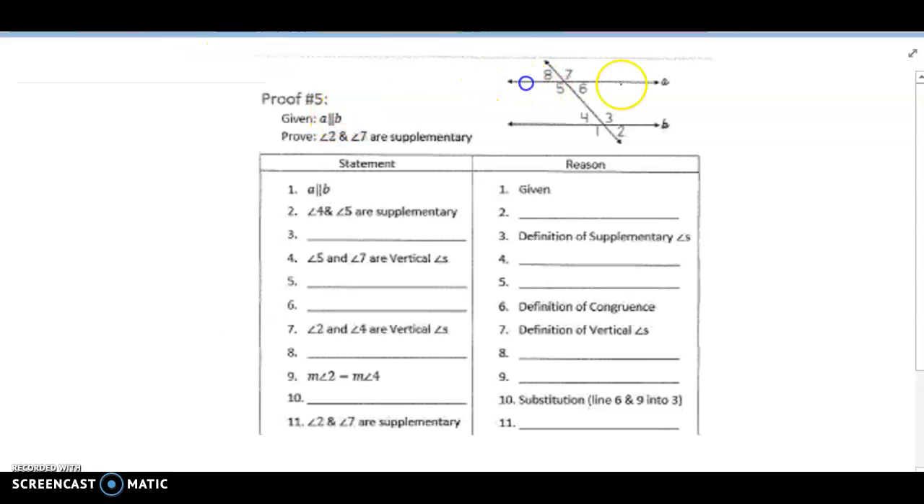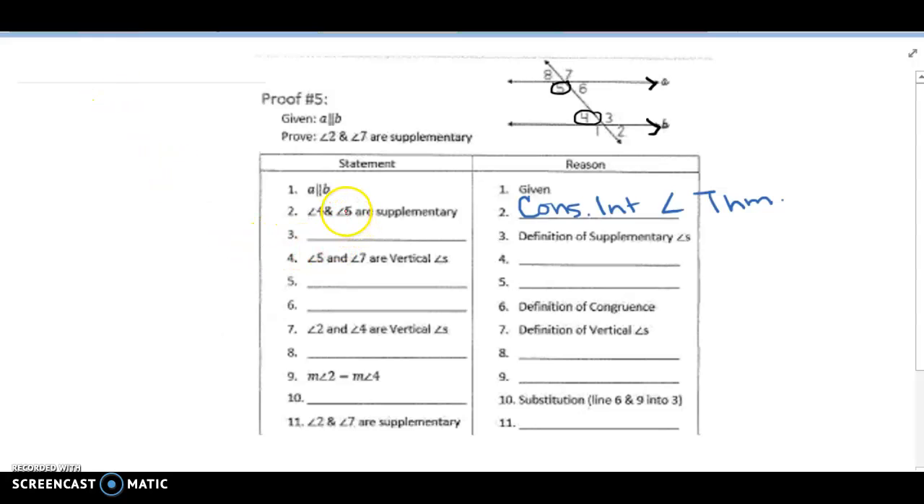We're given that A and B are parallel. Okay, that's given. And then it says that angle 4 and angle 5 are supplementary. So if I look here, angle 4 and angle 5, what kind of angles would these be? Guys, these are consecutive interior angles. Okay, and the consecutive interior angle theorem tells us when the lines are parallel, which they are, the consecutive interior angles are supplementary.